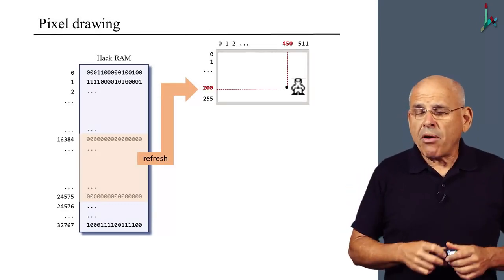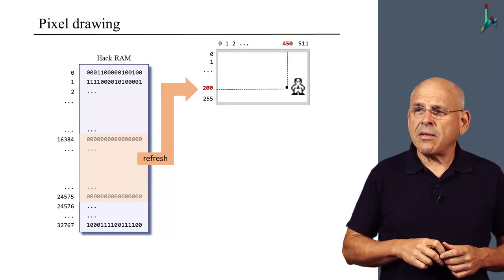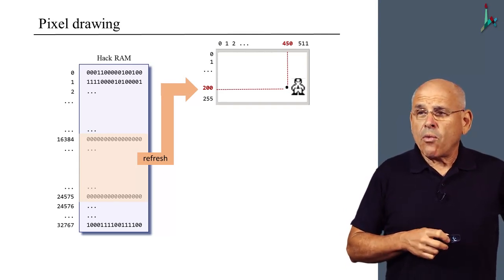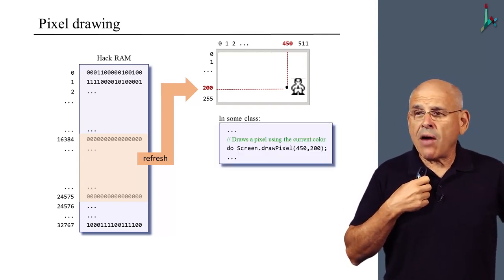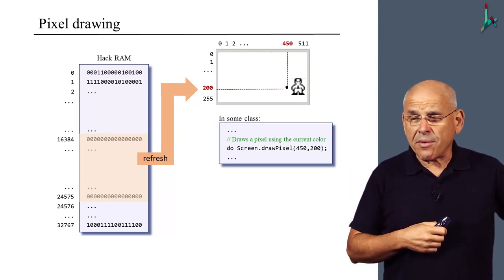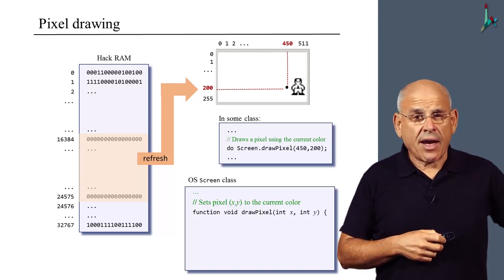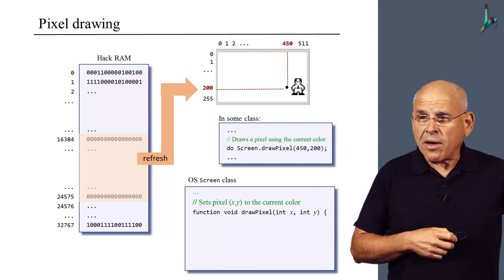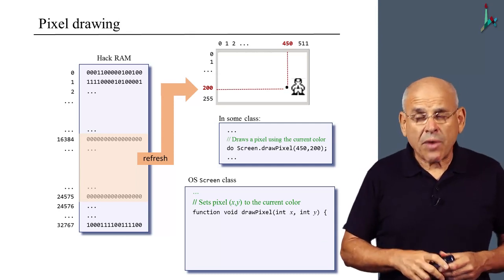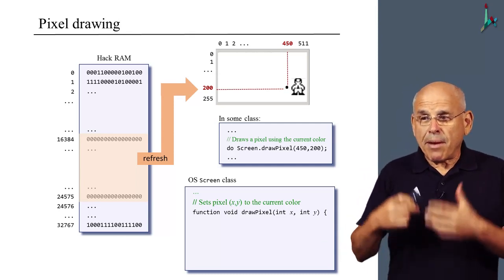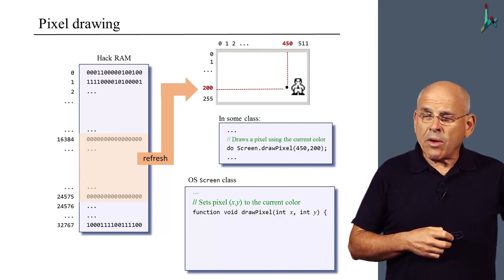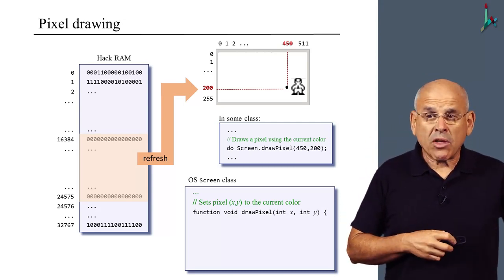So, for example, suppose I want to draw this particular pixel, the pixel characterized by 450 and 200. How do I draw it? Well, if I write in Jack, I will probably use a command like draw pixel 450 by 200. And of course, someone has to take care of this operation, and this someone is the operating system. The OS Screen class is going to have an implementation of the draw pixel routine. And when draw pixel is asked to draw this particular pixel, here is what it will do.